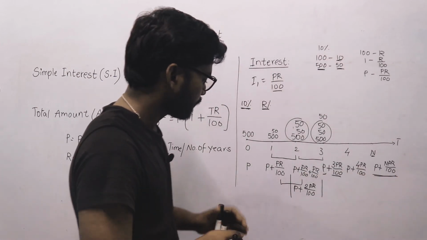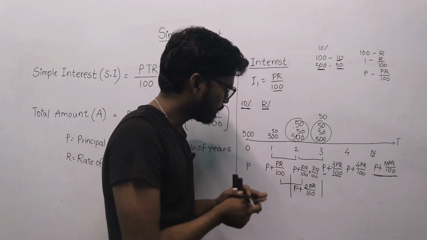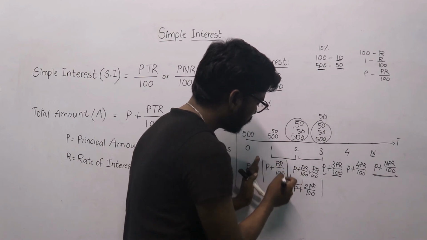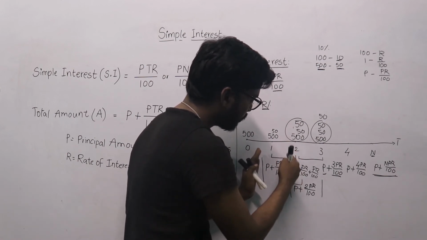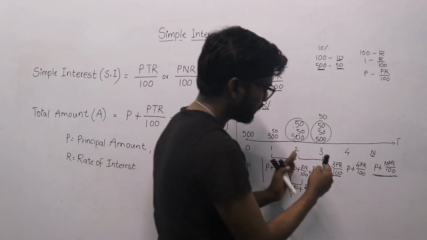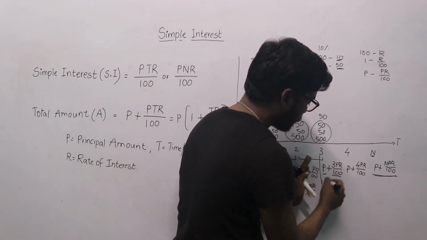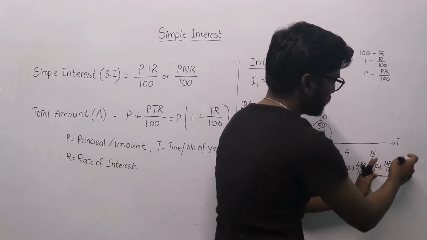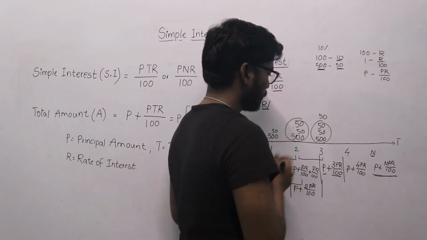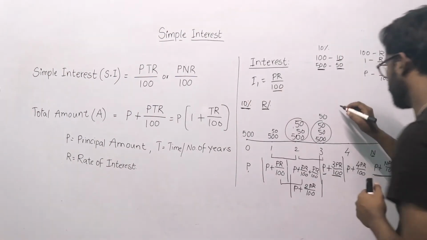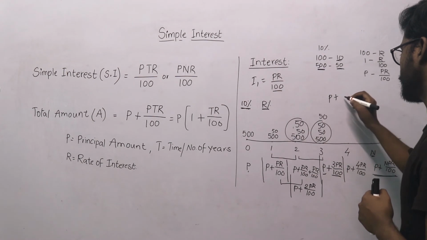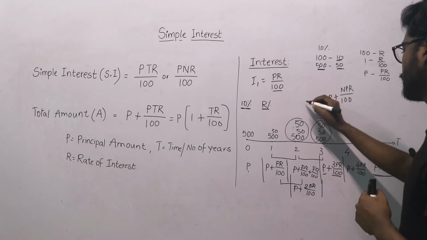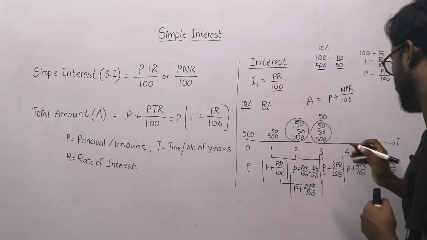Remember, you are not summing up all the things. If you pay at the end of the first year, this is the only amount you have to pay. You need not pay this and this. Only this amount is to be paid. Likewise, if I pay at the end of the third year, this is the only amount I have to pay. Likewise, if I pay at the end of the nth year, this is the amount I have to pay. So we have got P plus nPR by 100 as the total amount that is to be paid.